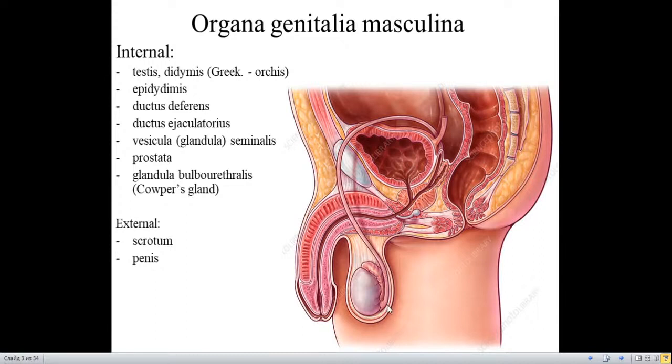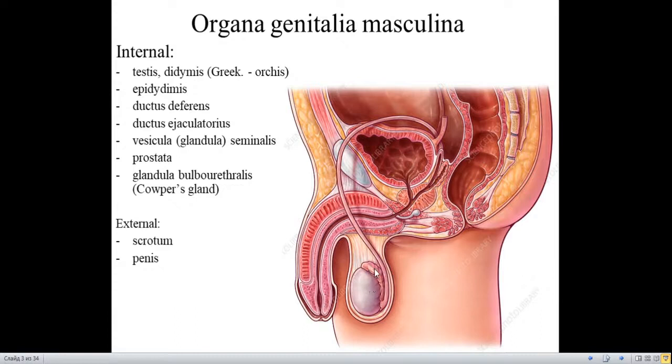So, internal organs: testes, found in scrotum. Also, you have to know two more names of this organ: didymis and the Greek name orchis. Why is it important for you? Because many clinical medical terms come from the Greek word orchis. For example, inflammation of testes is known as orchitis.